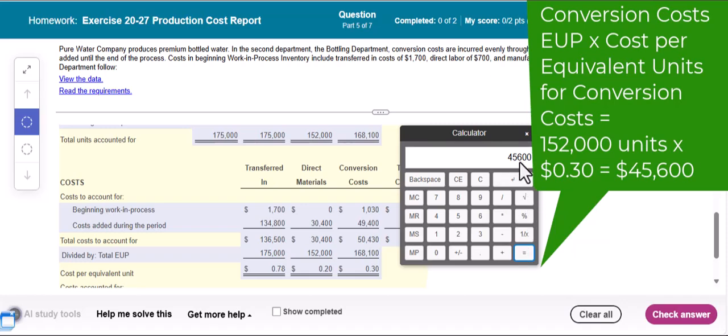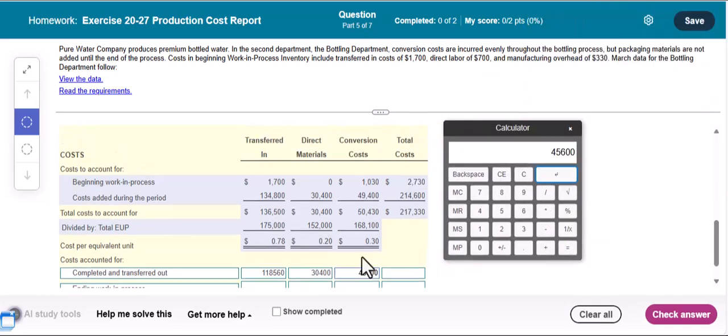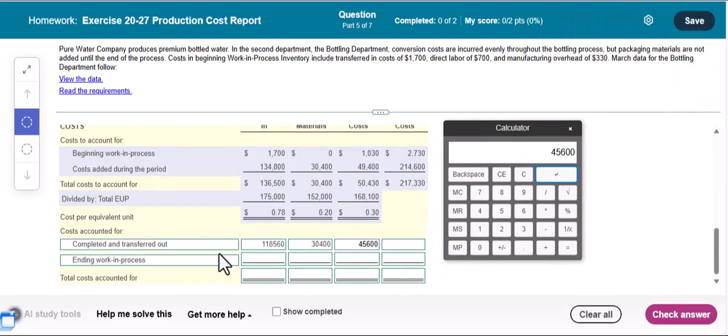Here we're in the costs. And then we have our total cost at the end. So we can add all this completed and transferred out cost together, and that is going to give us a total of 194,560.